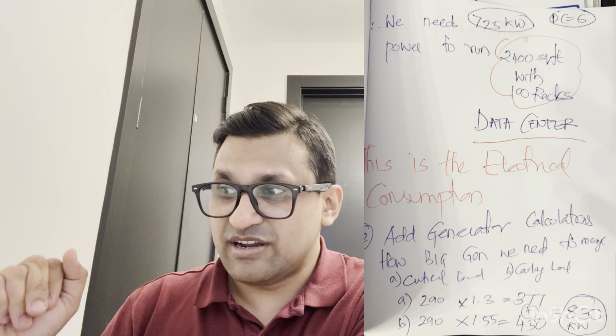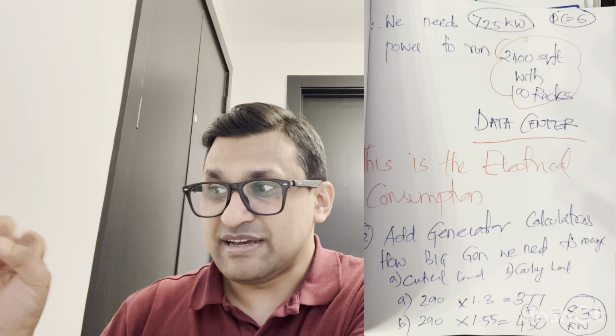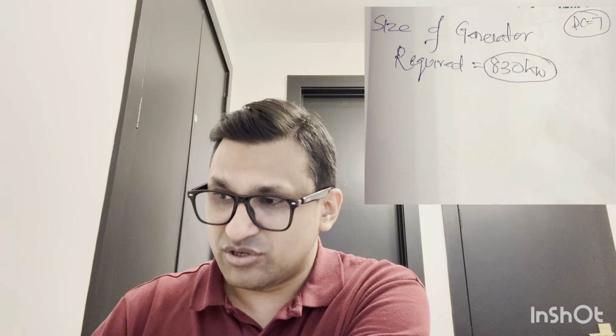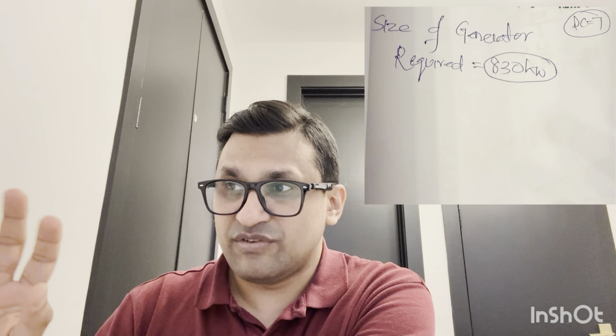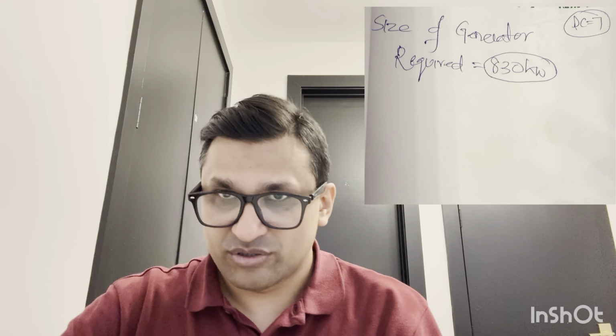So for generator calculations, you multiply the critical load by 1.3 and the cooling load by 1.55. And that gives us this total. If you add the two loads, we have the total size of the generator required, basically 830 kilowatts.